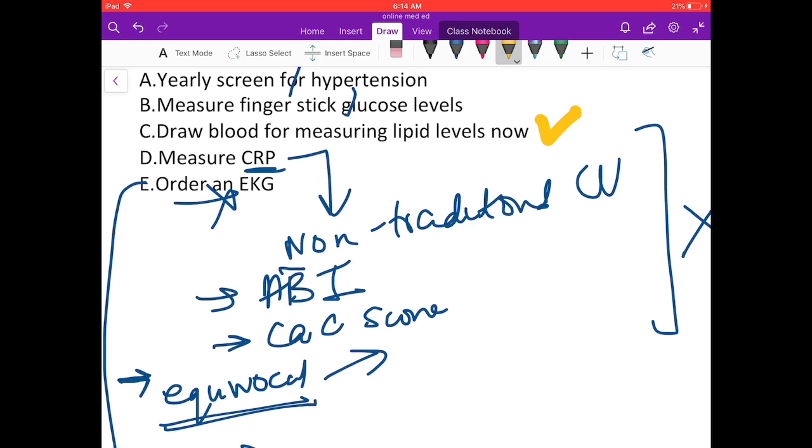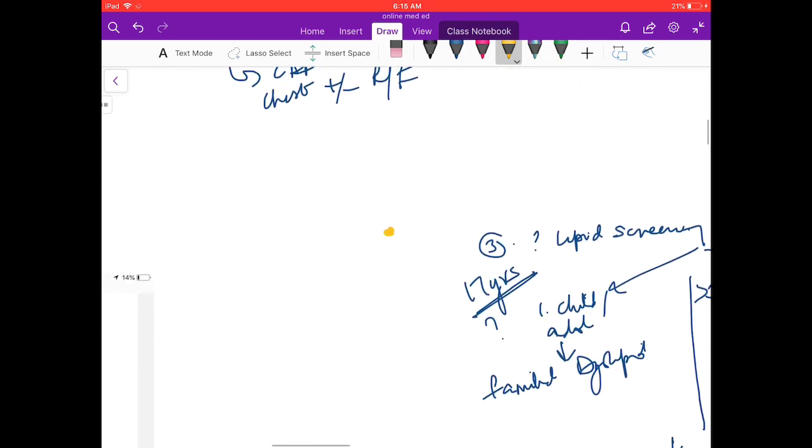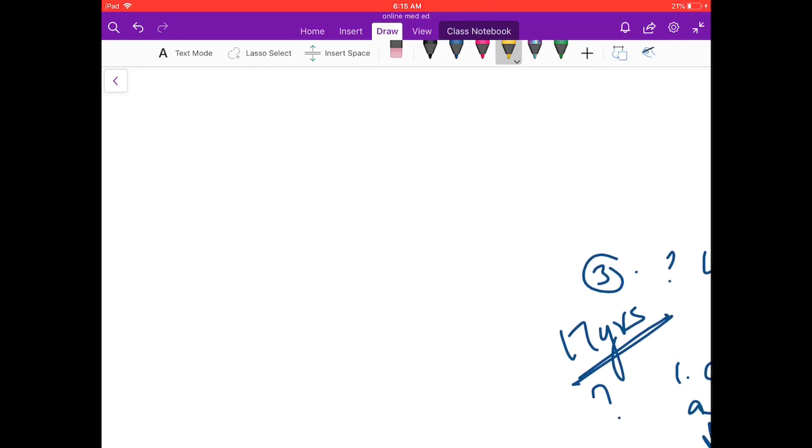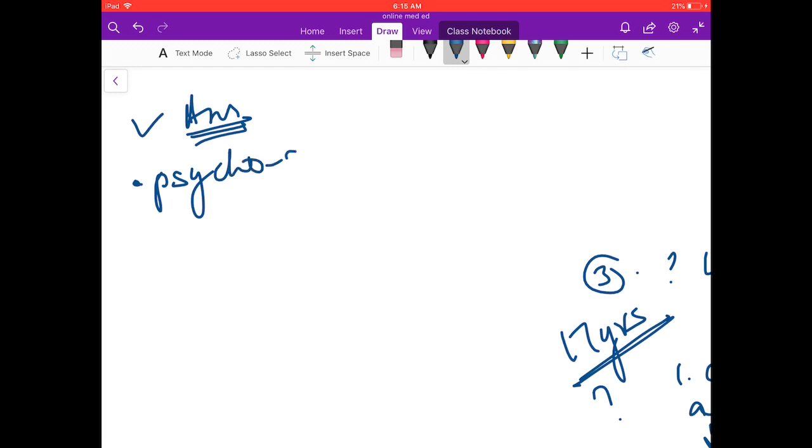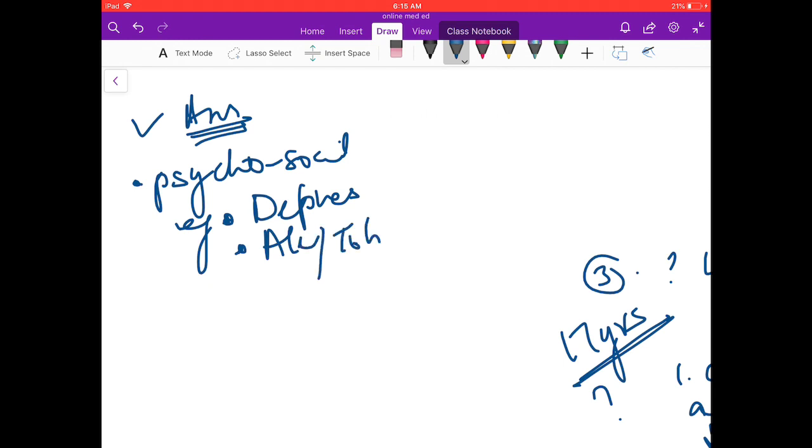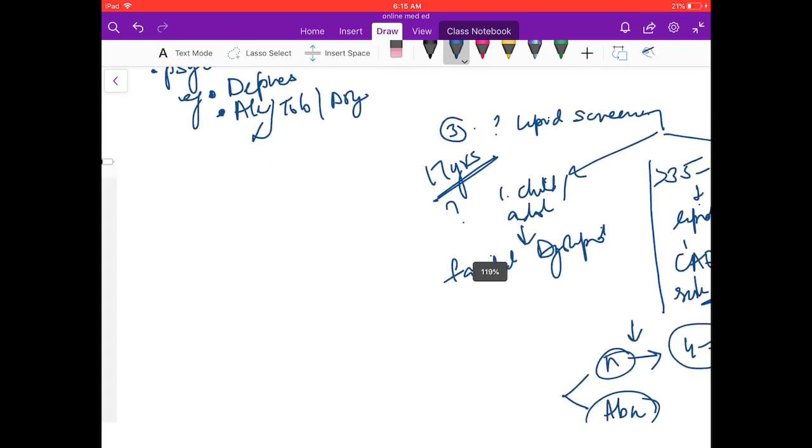So let me just take this moment to also discuss what other answers could be reasonable in such a scenario. Like I talked about, psychosocial screening is not such a bad idea in this patient. For instance, you could do a quick depression screen. You could ask him about his alcohol, tobacco, and drug use and make appropriate recommendations, mainly because it does no harm and it's cheap and easy to administer.